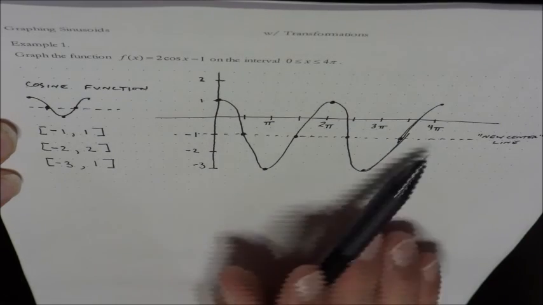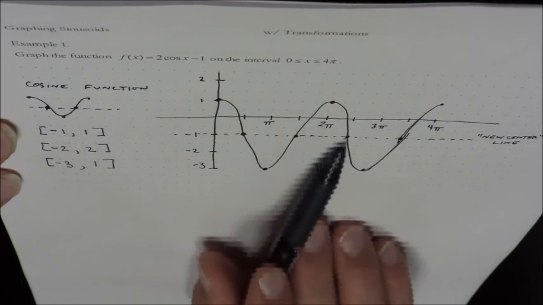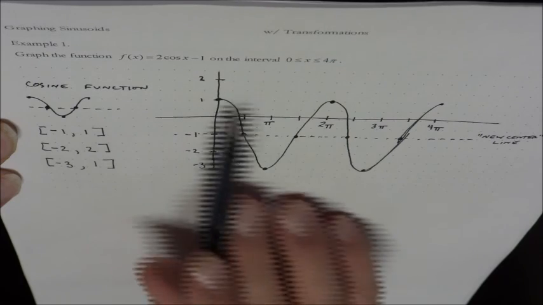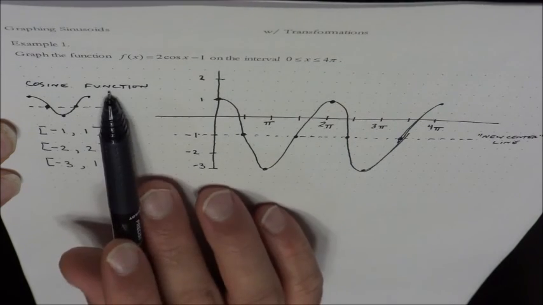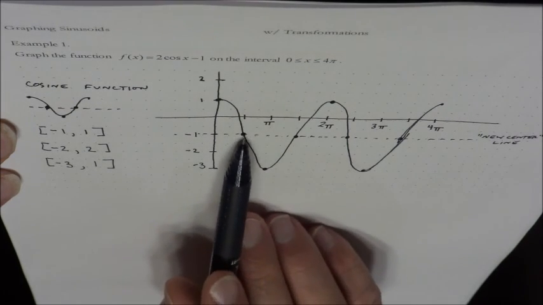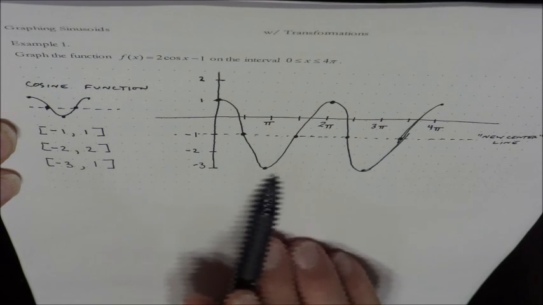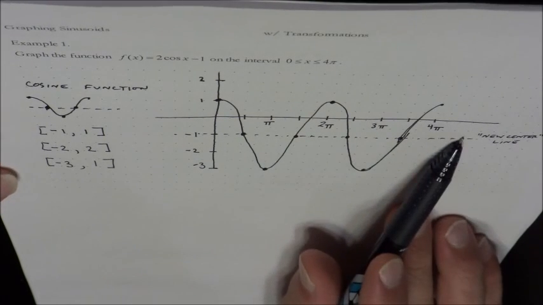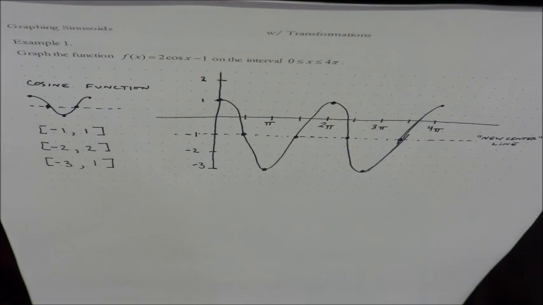Important to plot our points, important to understand that at the beginning and at the end of our period, the cosine is a maximum, and at a quarter and 3/4 of the period, the cosine is on that center line. Okay, hope that works out well.